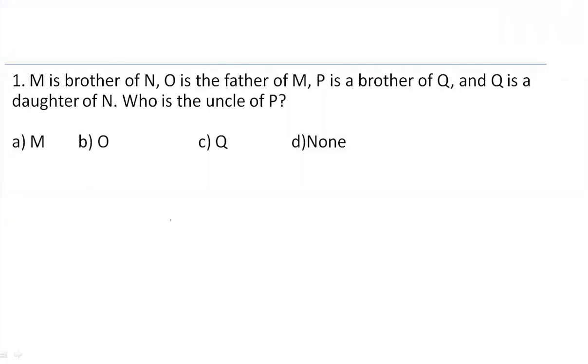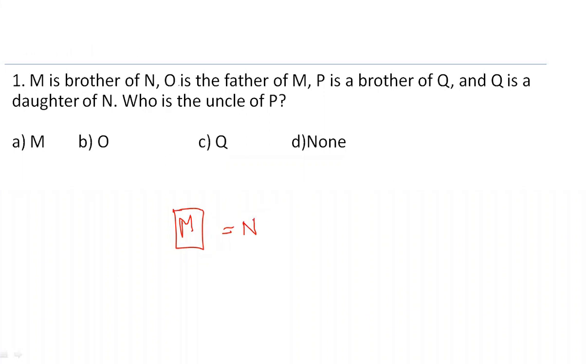M is the brother, which confirms that M is a boy, so M can be kept in the square box. As M is the brother, M and N are in the same generation. M is the brother of N means M is nothing but a boy kept in the square box, and M and N are in the same generation.